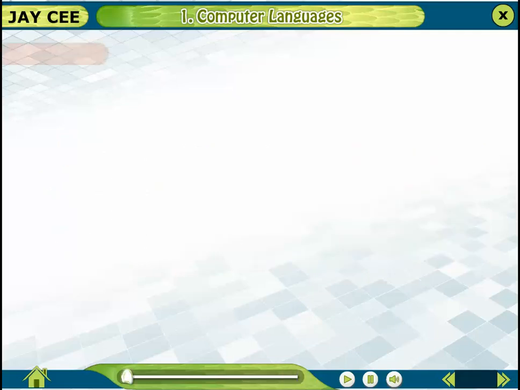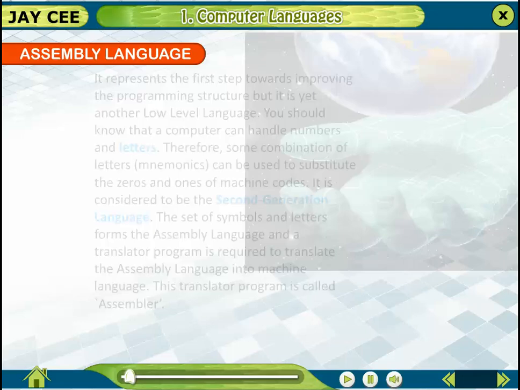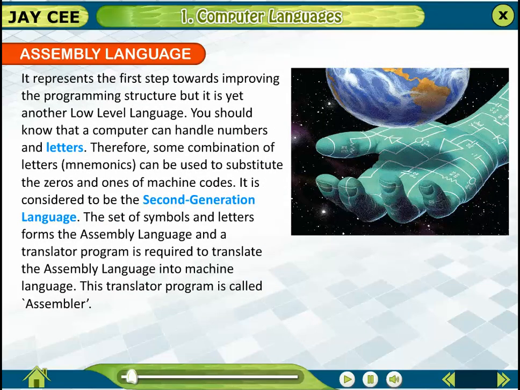Assembly language. It represents the first step towards improving the programming structure, but it is yet another low-level language. You should know that a computer can handle numbers and letters. Therefore, some combination of letters, mnemonics, can be used to substitute the zeros and ones of machine codes. It is considered to be the second generation language.